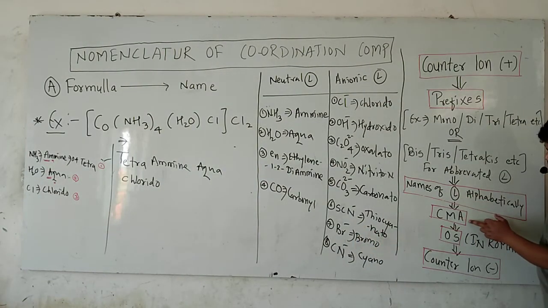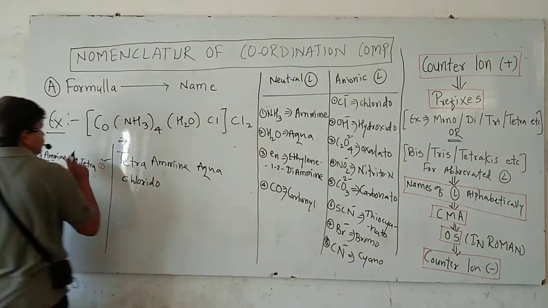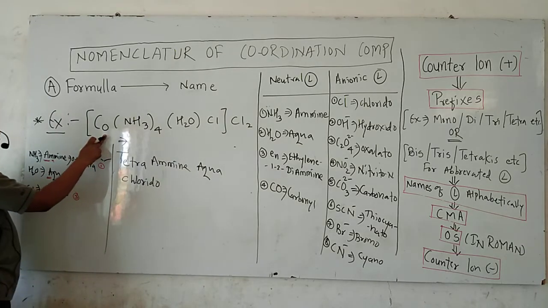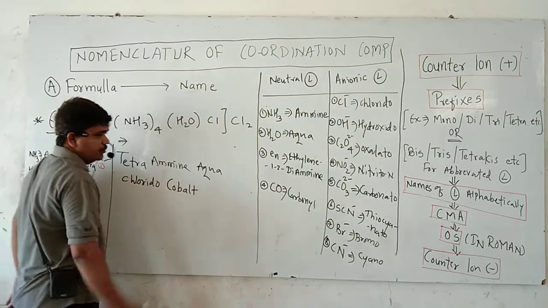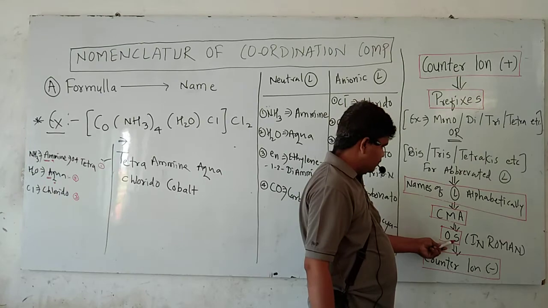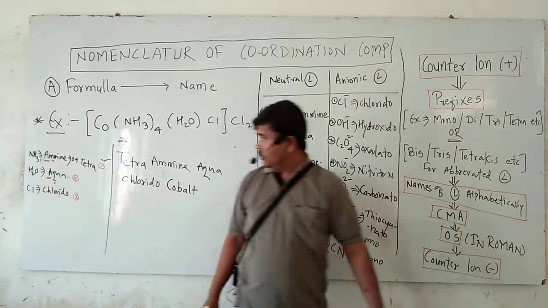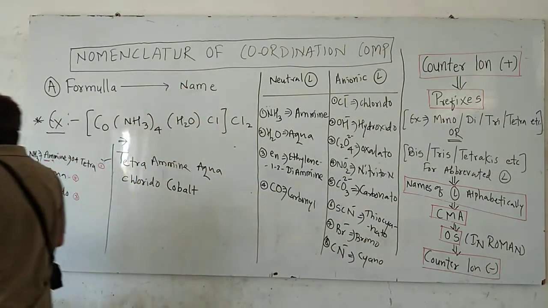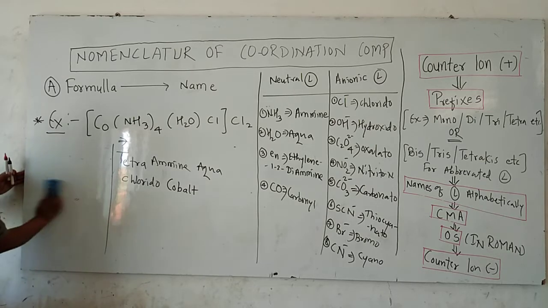Next to ligands, you will have to write name of central metal atom. Okay, now which is the central metal atom here? Co. Co means cobalt. So write down cobalt. After writing central metal atom, write down the oxidation state of central metal atom but in Roman. Now for this we have to calculate the oxidation state of cobalt. How to calculate oxidation state of cobalt?